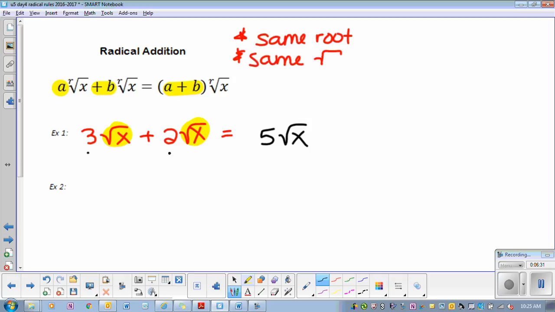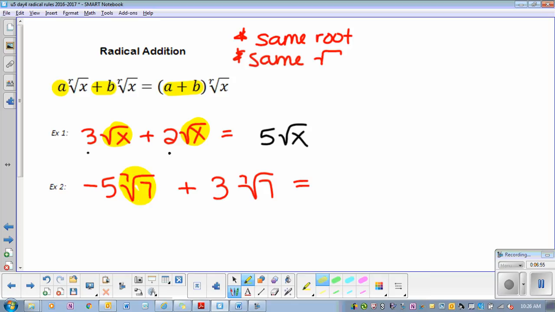So I'll show you another one then. What if you had what about this guy? Negative 5 plus 2. Yeah, your radicals are the same. Negative 2. Good. Negative 2, 7th root 7. And you can add negative numbers. That's fine. They're not always going to be positive. Okay?